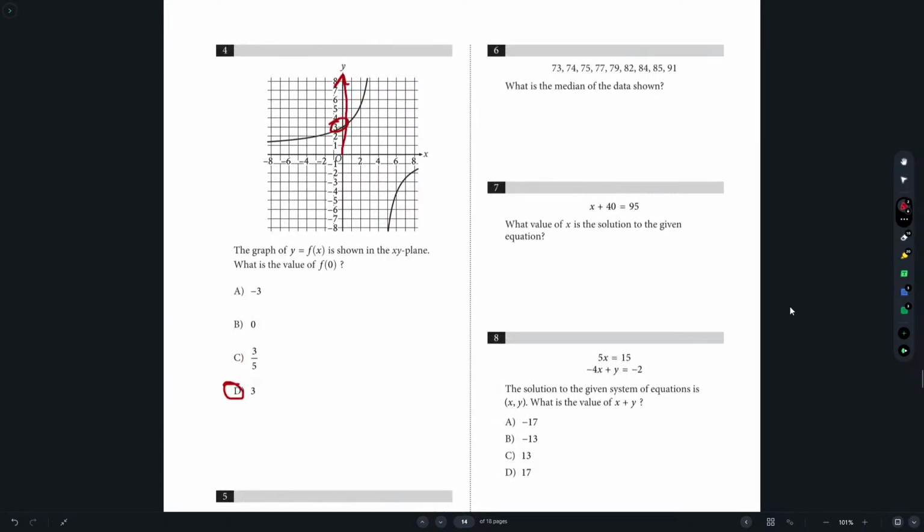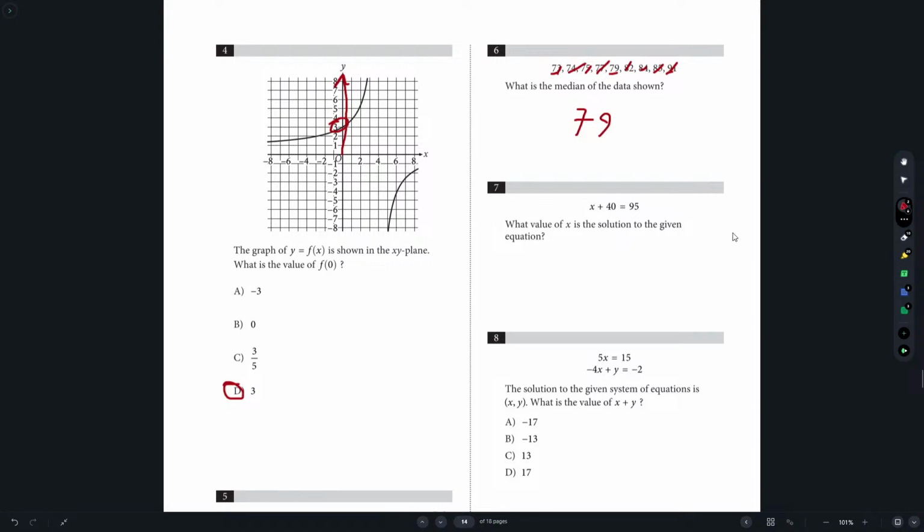What is the median of the data shown? Median is like the middle point. So we find the middle point of this data set. The first one is 73, the second one is 91. Cross them out as we go. 74 and 85, 75 and 84, 77 and 82, and 79. So our answer is 79.